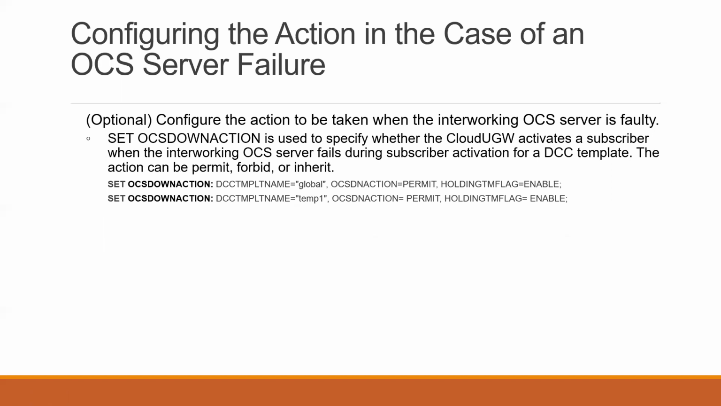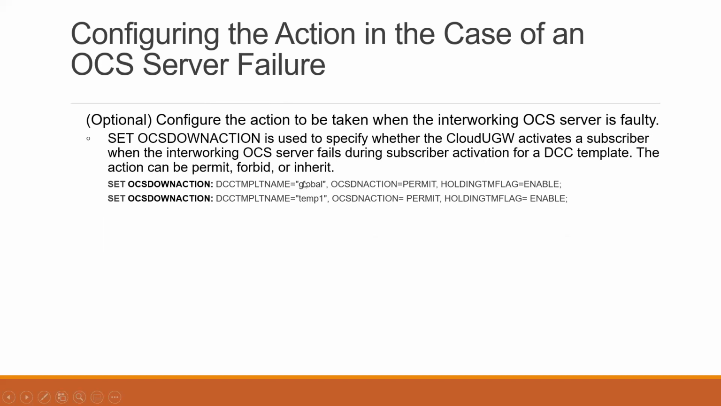Right. These are some optional configurations. If you need to configure what action should be taken when the OCS service is faulty, the set OCS action down command specifies whether the UGW activates a subscriber when the interworking OCS fails during subscriber activation. The action can be permit, forbid, or inherit. If the OCS is down and the user sends an activation request, what can the UGW do? This is configurable, and it is configured specific to your DCC template.